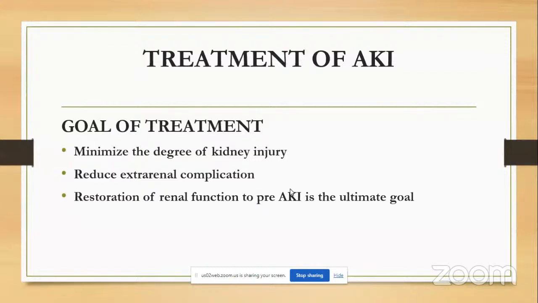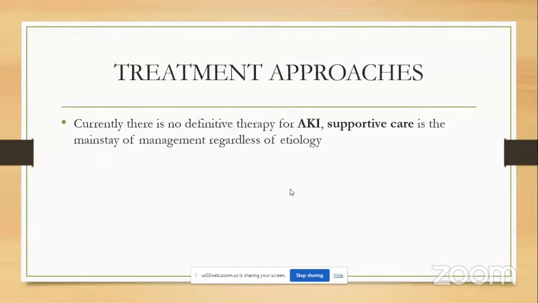In the treatment of AKI, the goal is important. The goal should be to minimize the degree of kidney injury and reduce extrarenal complications, and restoration of renal function to pre-AKI should be the ultimate goal. The treatment approach for the AKI is supportive care. Currently, there is no definitive therapy.